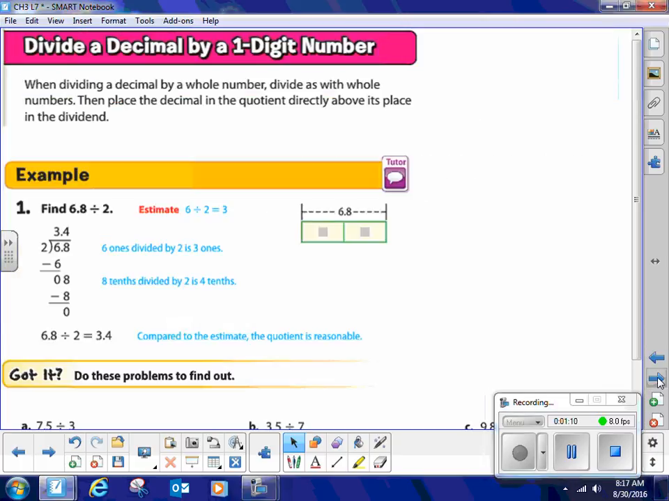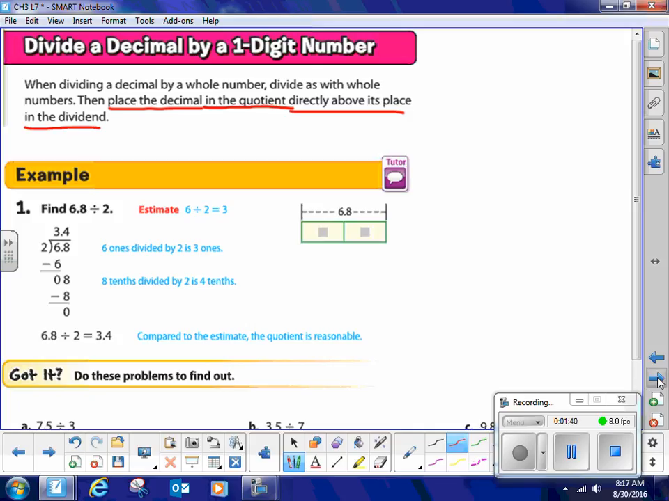When dividing a decimal by a whole number, divide as with the whole numbers, then place the decimal in the quotient directly above its place in the dividend. Place the decimal directly above its place in the dividend, right? I'll underline the whole thing because we're talking about the quotient. Quotient is what? It is an answer to a division problem, okay?